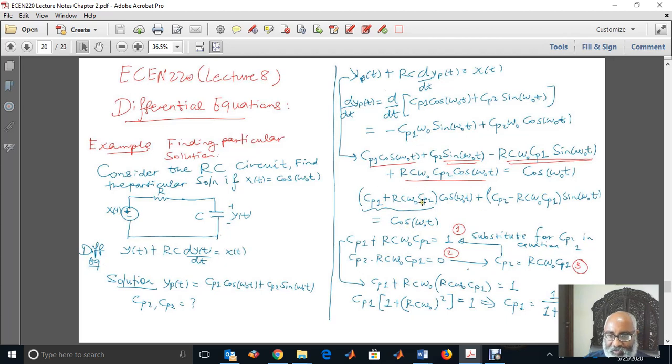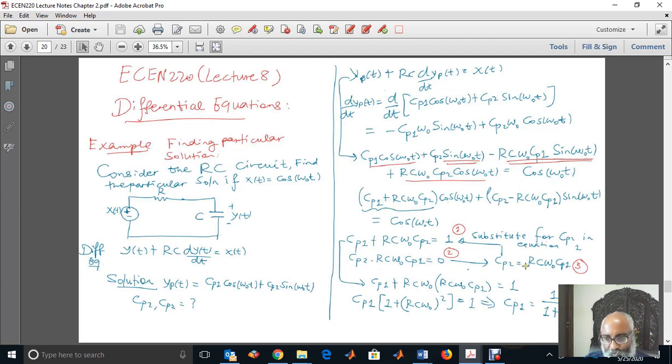Now the overall left side is equal to the right side. So in order for the two to be equal, the coefficient for the cosine on the right side is 1, so the coefficient for the cosine part on the left side should be equal to 1. The coefficient for the sine should be 0 because I do not have sine on the right side. So Cp2 minus RC omega naught Cp1 is equal to 0.